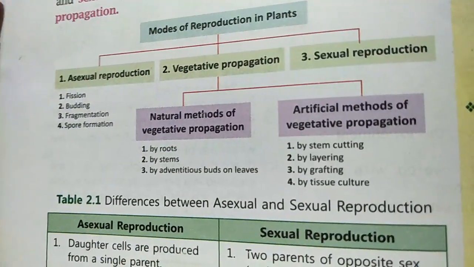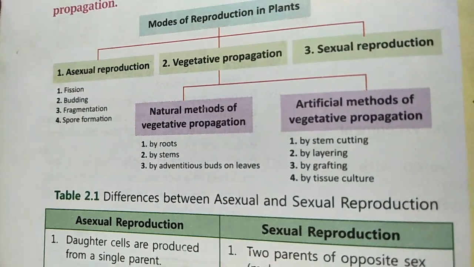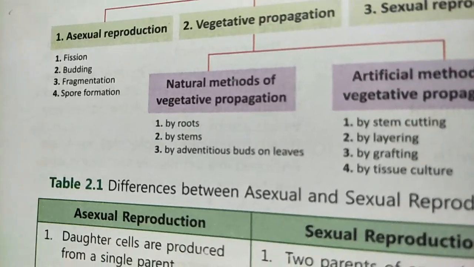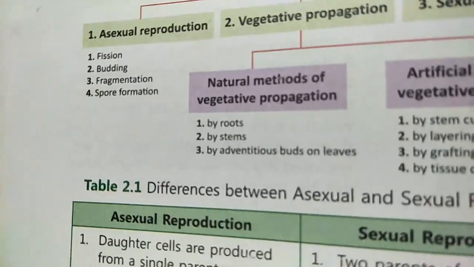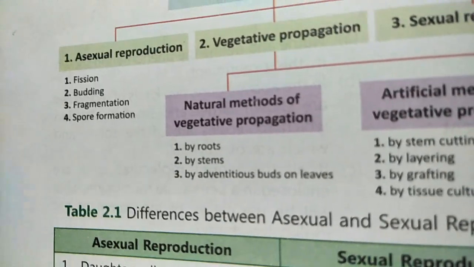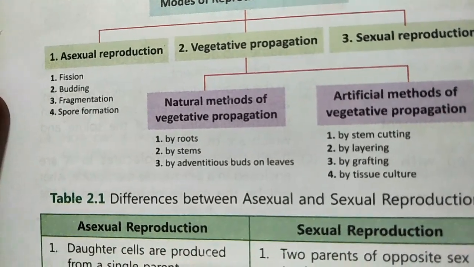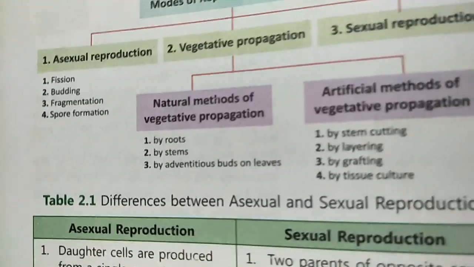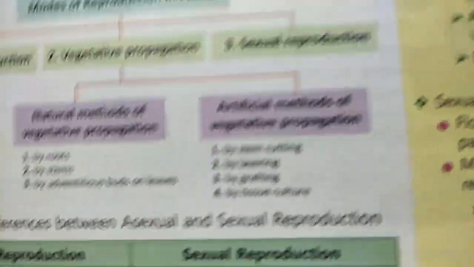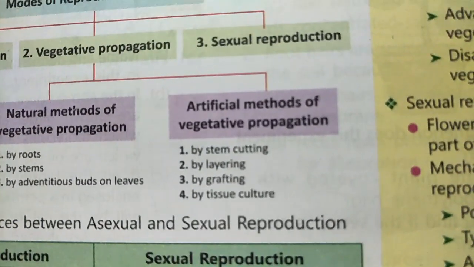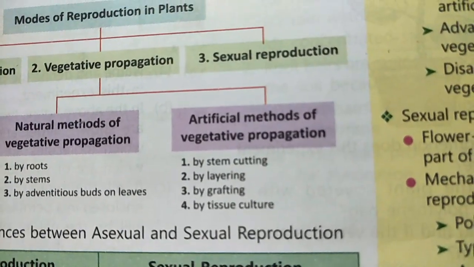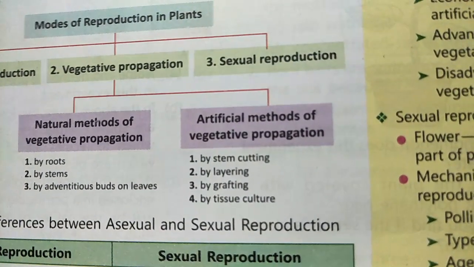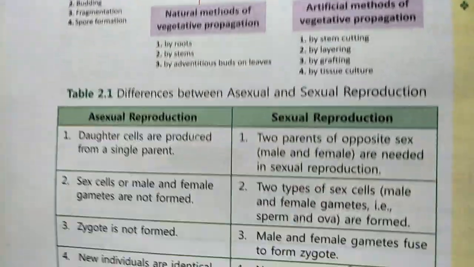Now we also have vegetative reproduction or vegetative propagation. Natural means that are done or that are seen in nature without the interference of human beings. So we can have vegetative propagation by roots, by stem, by adventitious buds on leaves. Now, artificial means that is with the intervention of human beings. Okay, so here we have by stem cutting, by layering, by grafting, by tissue culture. Okay, now we have a table out here.